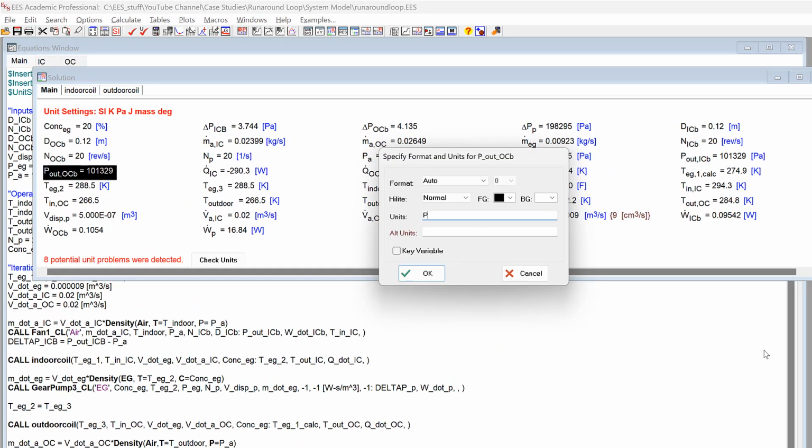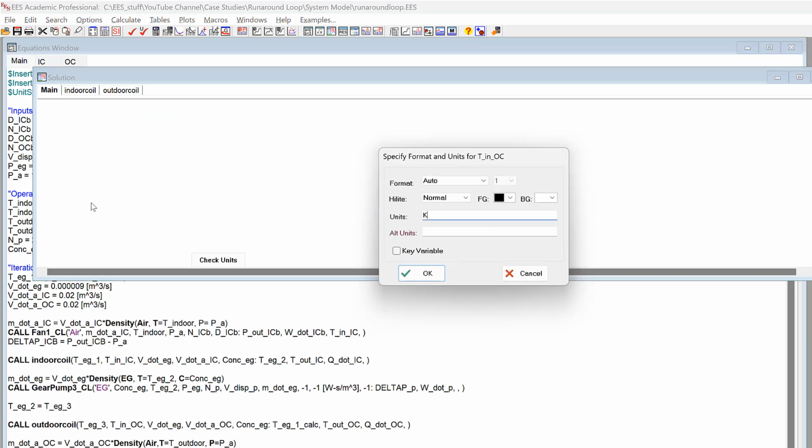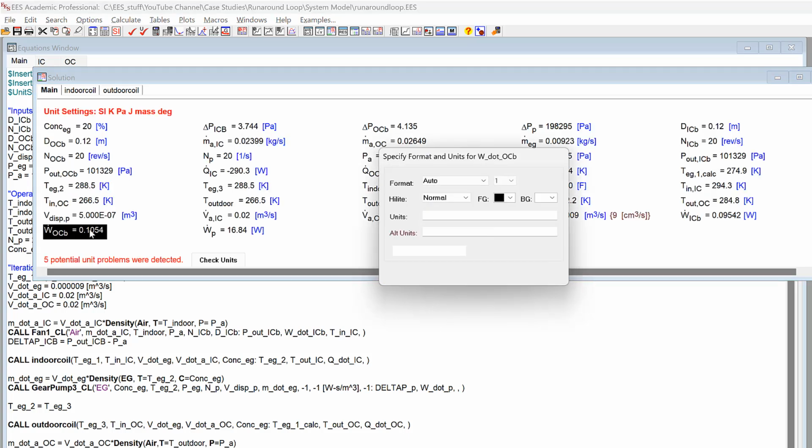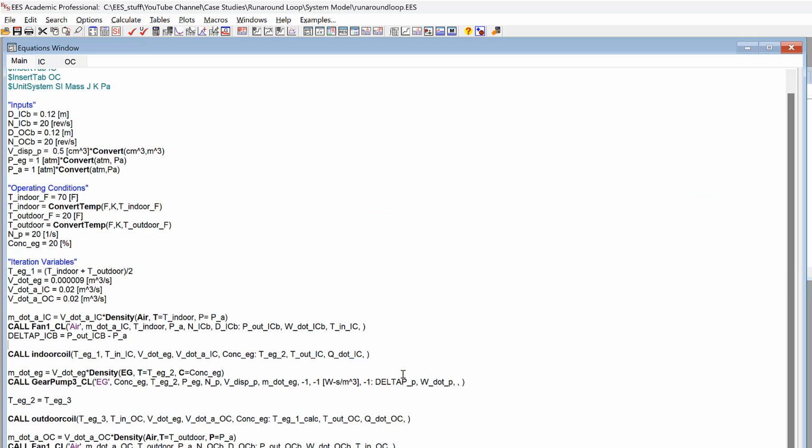And go ahead and go through the exercise of setting all these units. I have a pressure, I have a mass flow rate, and I think that's good.